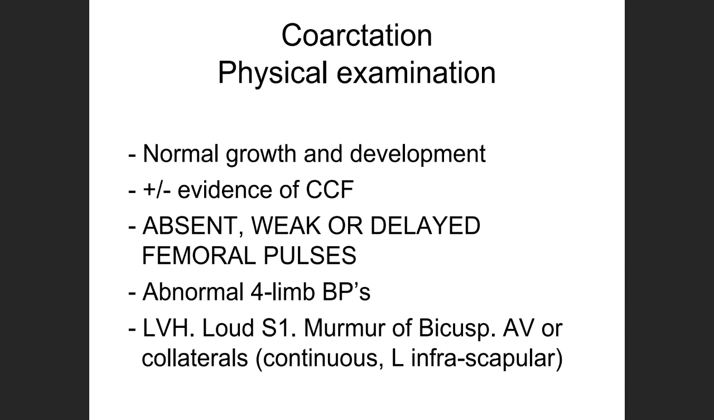On physical examination, there's usually normal growth and development, and there may or may not be evidence of congestive cardiac failure. And as I've put in bold on the slide, they're absent, weak, or delayed femoral pulses. That's the cardinal sign of coarctation of the aorta. And there will be abnormal forelimb blood pressures. What's the abnormality that you would expect in the case of coarctation of the blood pressures?